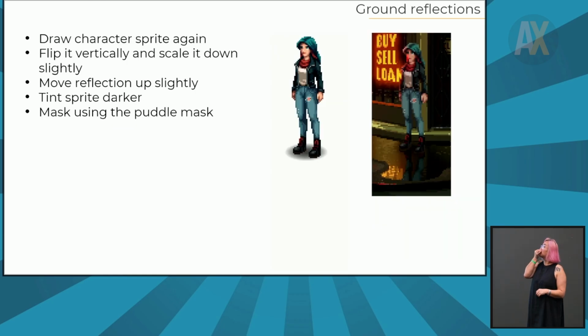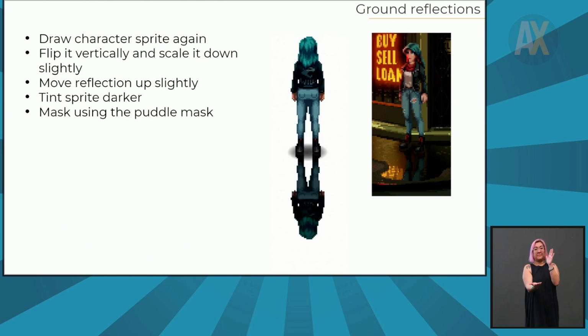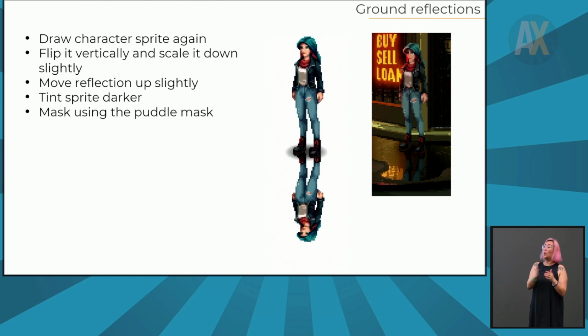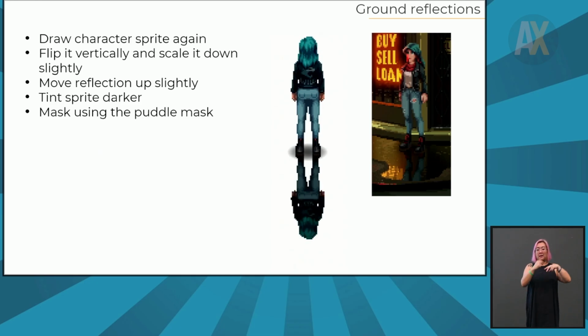So let's continue looking at water puddles, but this time let's focus on reflections. Getting a character to reflect in water is actually not too hard to do. You just start out with rendering the current sprite of the character again, but flipped vertically and scaled down. We also need to move up the reflection a little bit to better connect it with the feet. Otherwise, at some angles, like when the character's standing at 45 degree angles, the feet won't connect to the reflection properly.